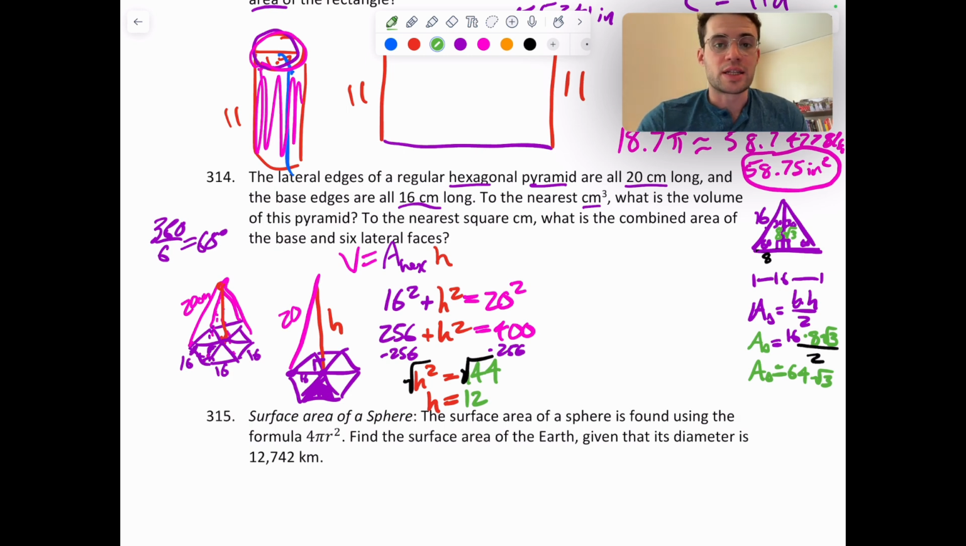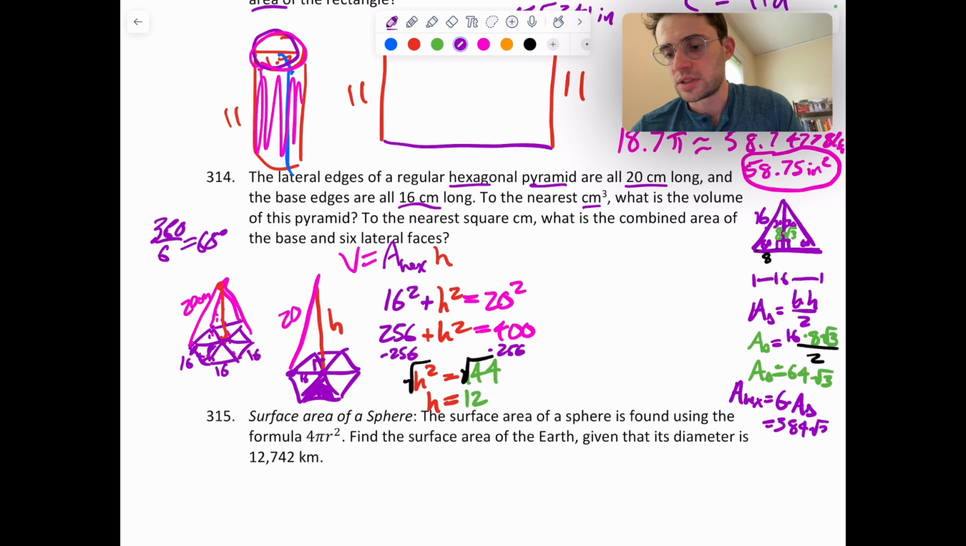Now, if we want to do the entire hexagon, we know that the area of a hexagon is equal to 6 times the area of one of those equilateral triangles. 6 times 64 will give us 384, and then we still have that square root of 3. You could type in 384 times the square root of 3 in your calculator and get an estimate, but because that's not our final answer, I'm just going to leave it in simplest radical form and plug it in like that until I get to the final answer.